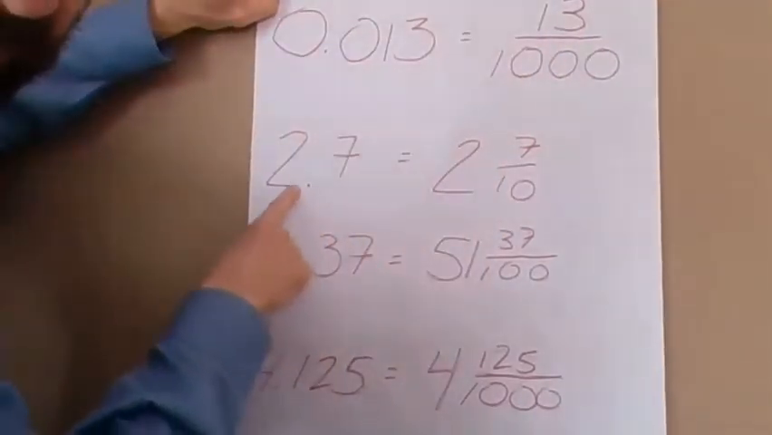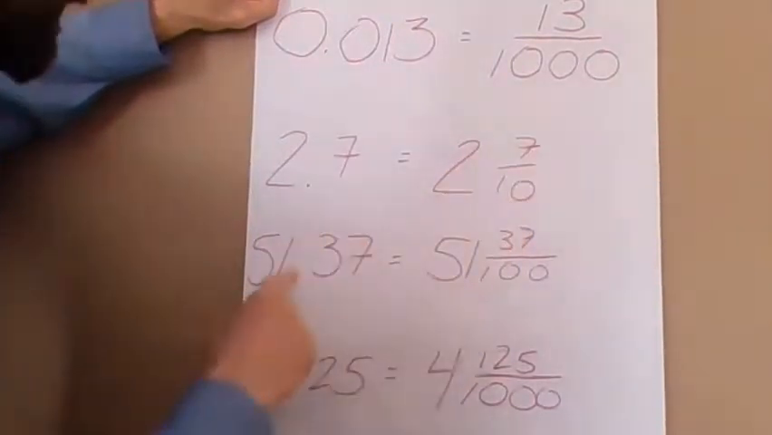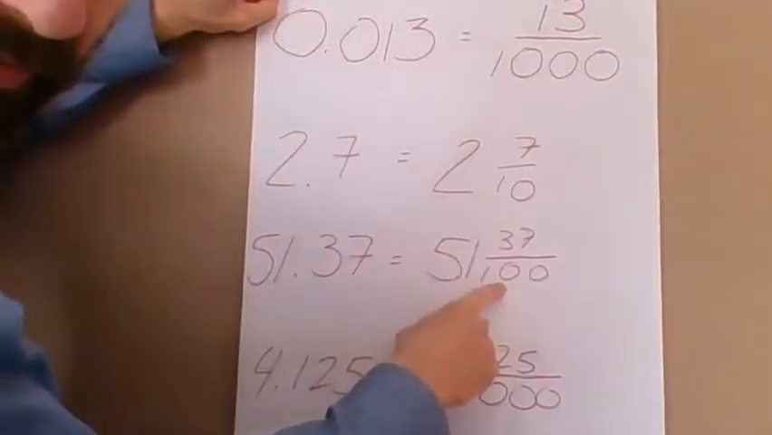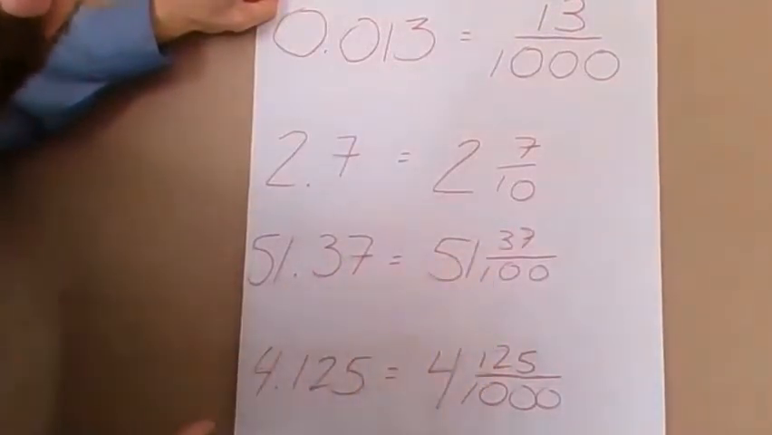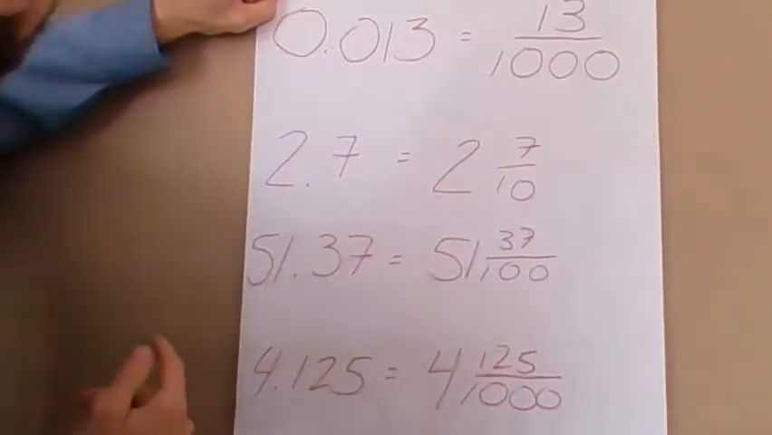Same thing if it was a mixed number. 2.7 would just be 2 wholes and 7/10 because it's in the tens place. 51.37 would become 51 and 37 over 100 because it goes to the 100 spot. 4.125 would become 4 and 125 over 1,000.